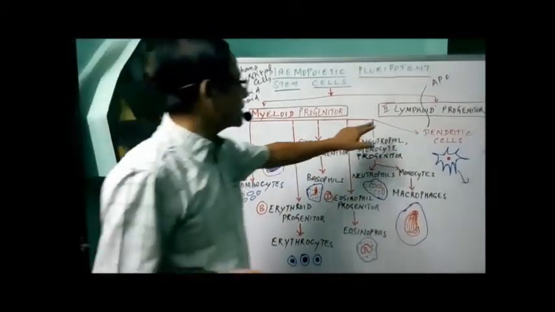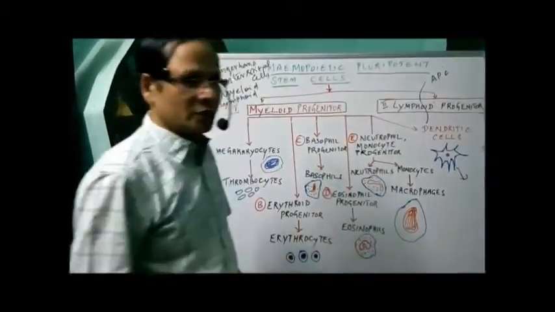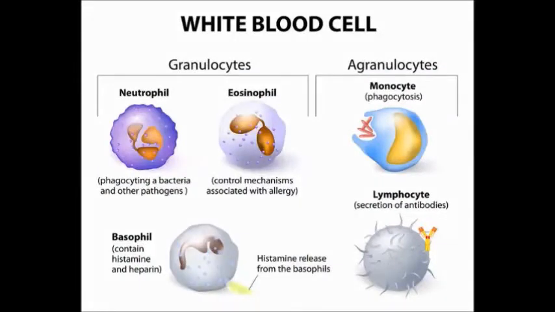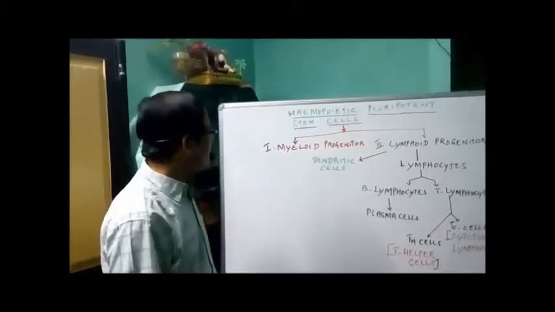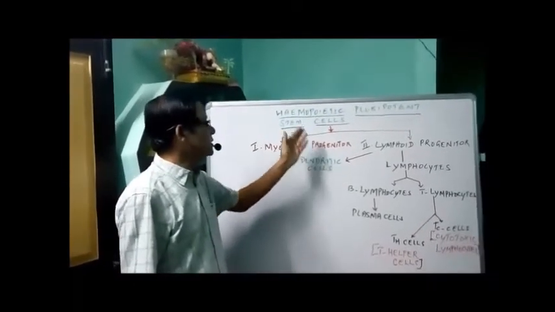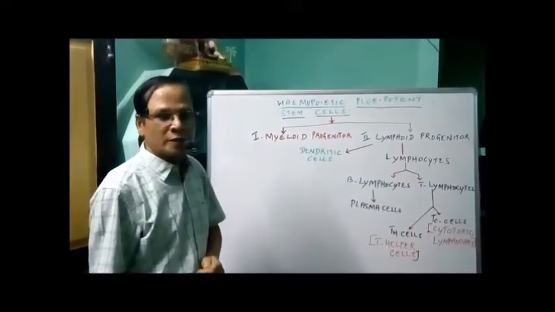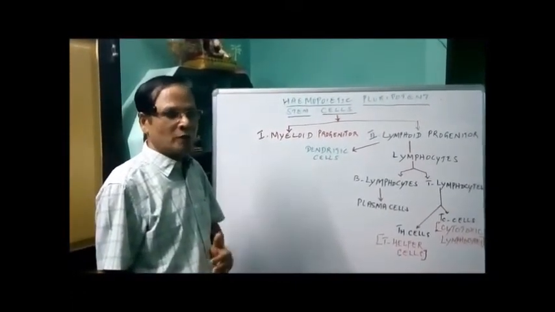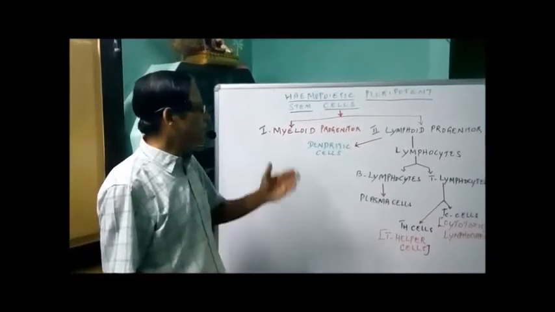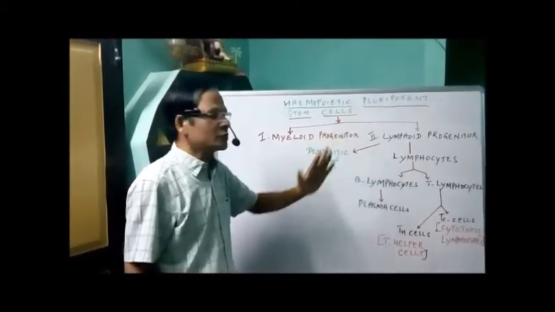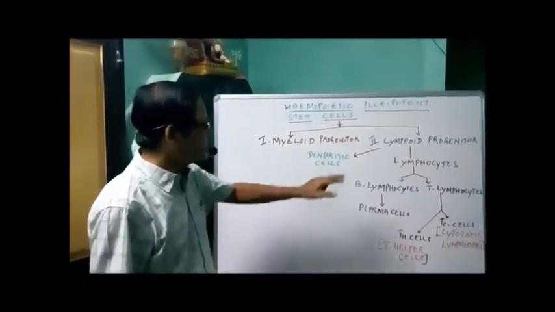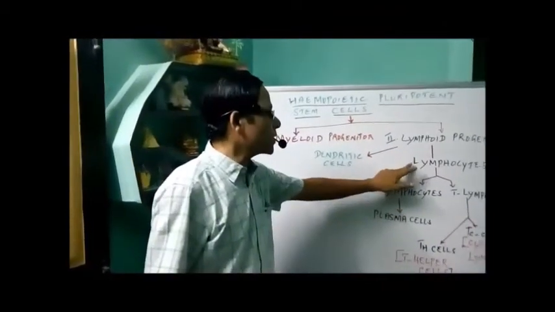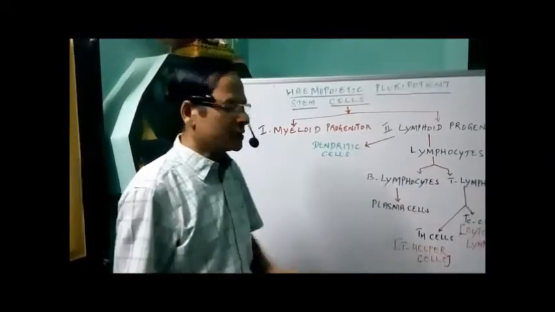Now we have to see the components of lymphoid progenitor. We already discussed the myeloid progenitor, one of the pluripotent hematopoietic cells found in the bone marrow. Now another stem cell, we have the lymphoid progenitor. It is responsible for the formation of one type of cells, called the lymphocytes.